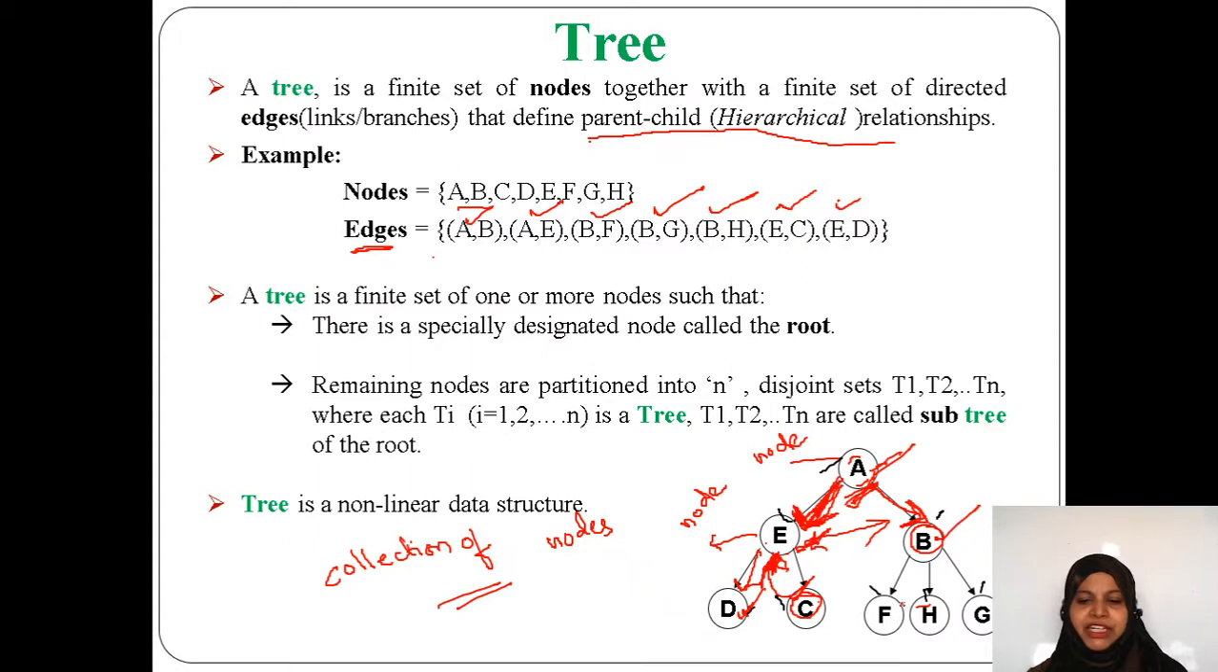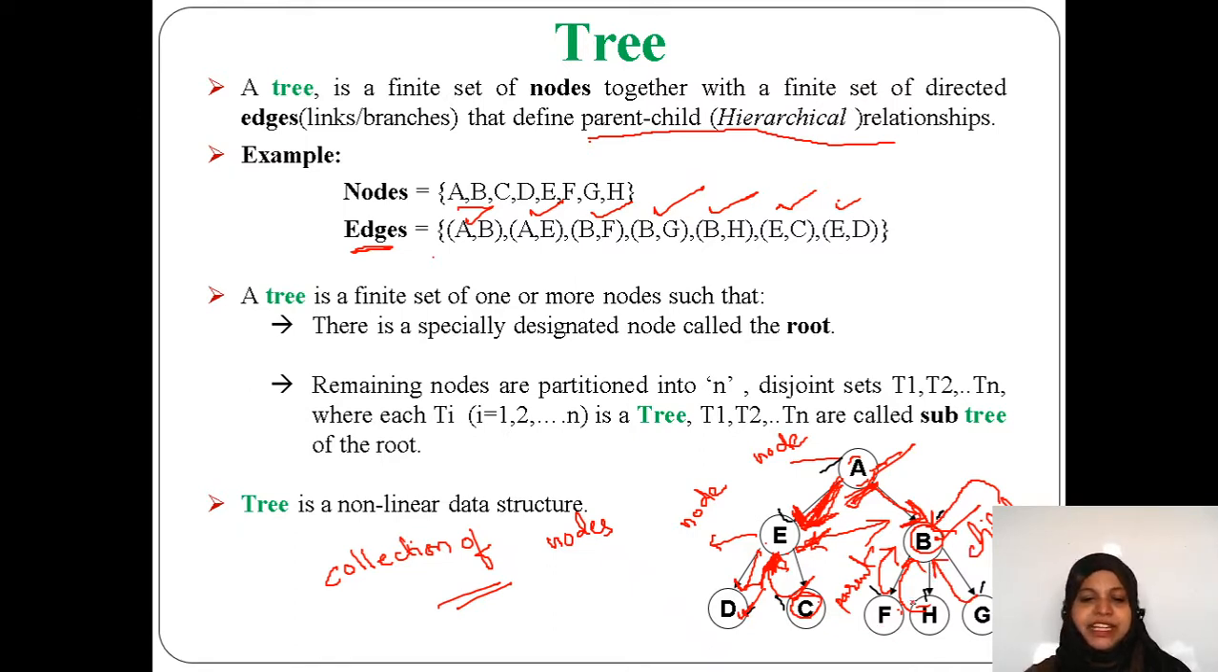In the same way, for this node B, F, H, G, these three are the child nodes. For this F, which one is the parent node? B is the parent node. For this H, B is the parent node. For this G, B is the parent node.